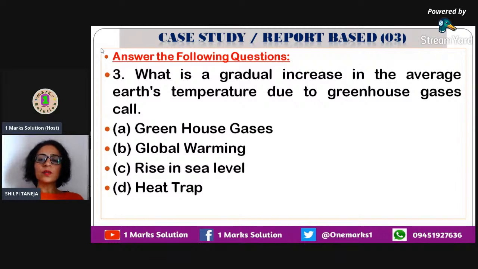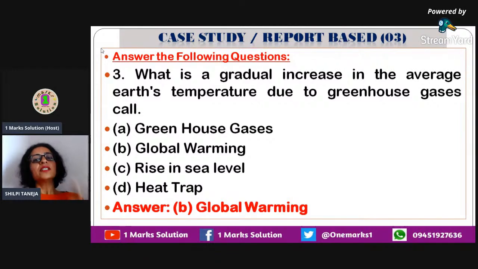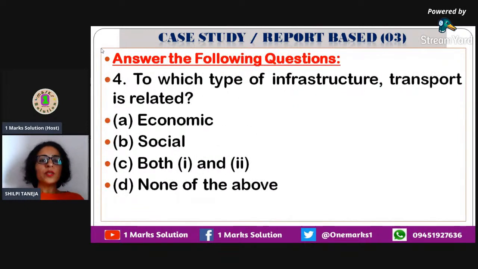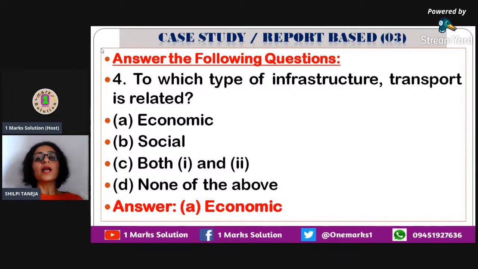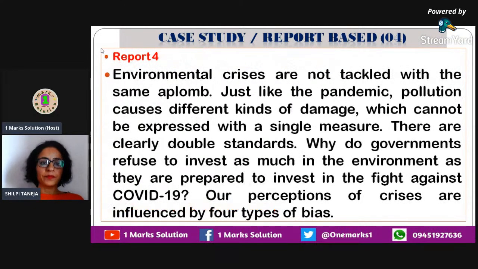What is a gradual increase in the average Earth's temperature due to the greenhouse gases? This is the proper definition of global warming. Gradual increase in the average Earth's temperature due to the use of greenhouse gases, right? To which type of infrastructure is transport related? Transport is related to economic infrastructure, not social. So option A.